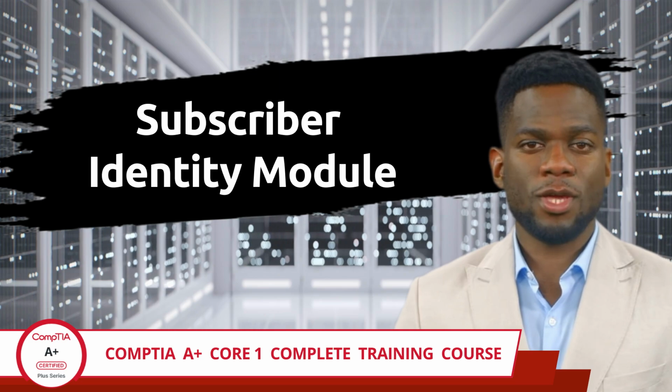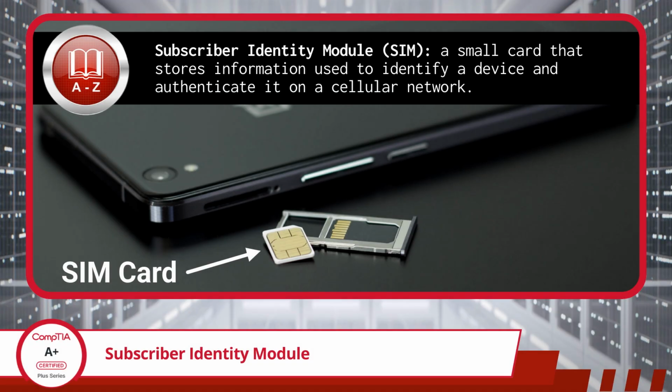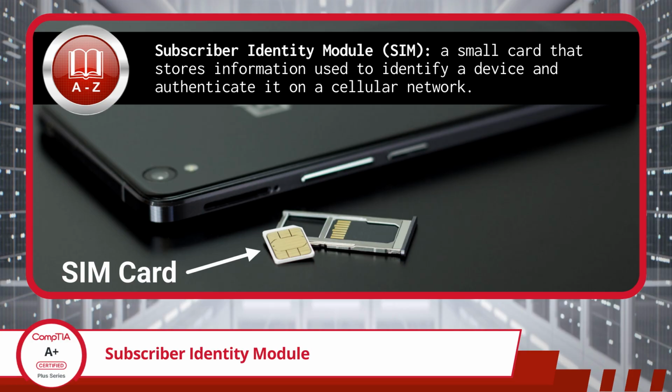Subscriber Identity Module. To understand how mobile devices connect to cellular networks, we need to start with the Subscriber Identity Module, often abbreviated as SIM. A SIM is a small card that stores information used to identify a device and authenticate it on a cellular network. This information links the device to a specific mobile service provider and allows the device to make calls, send text messages, and access mobile data.